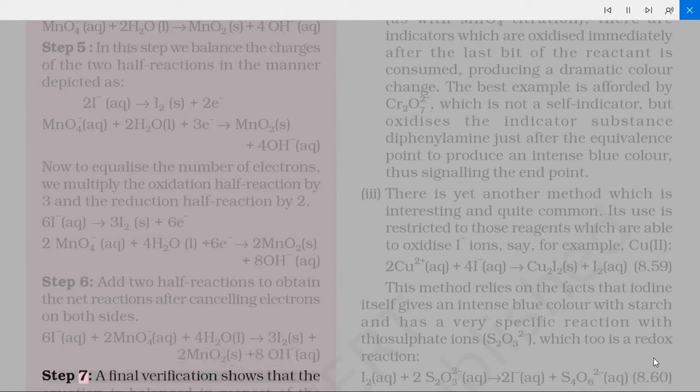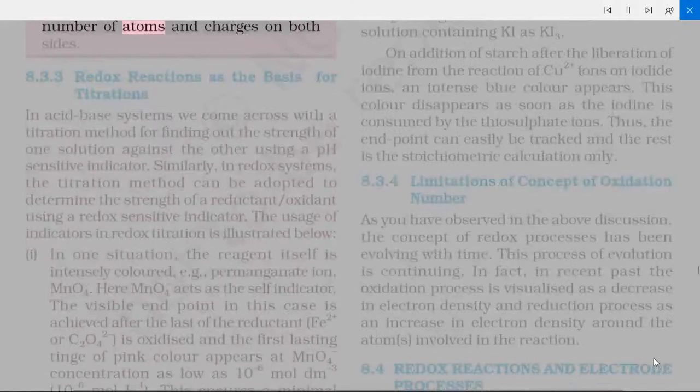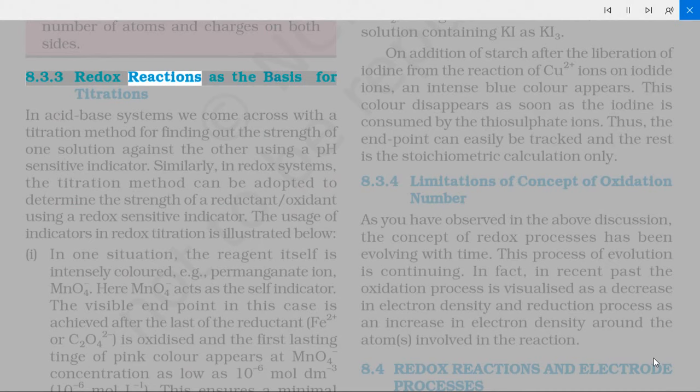Step 7. A final verification shows that the equation is balanced in respect of the number of atoms and charges on both sides. As the basis for titrations in acid-base systems, we come across a titration method for finding out the strength of one solution against the other using a pH-sensitive indicator.